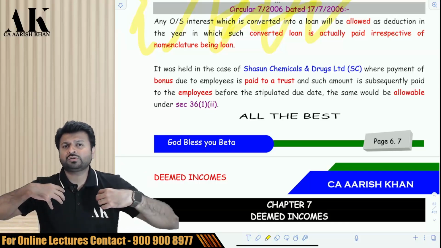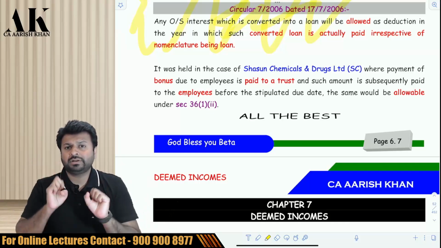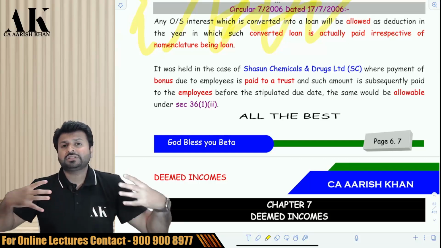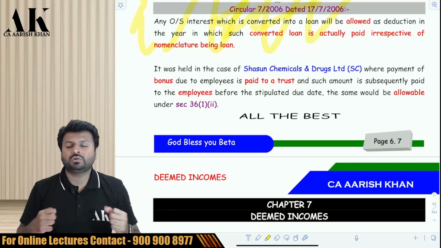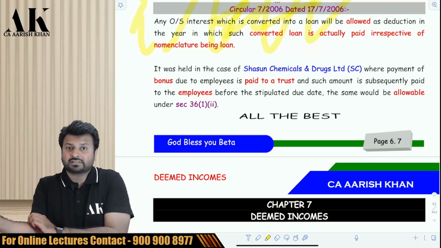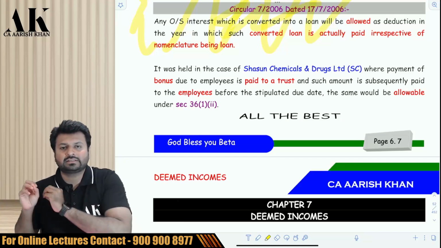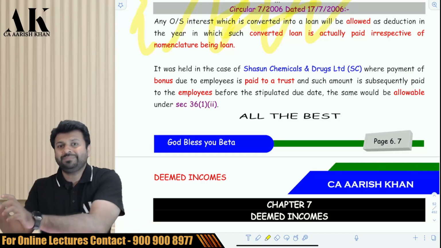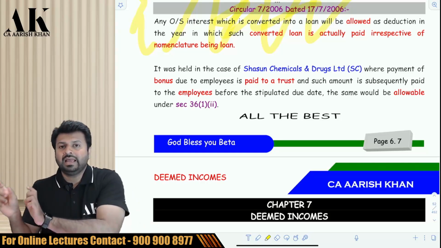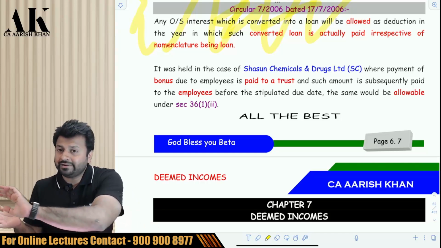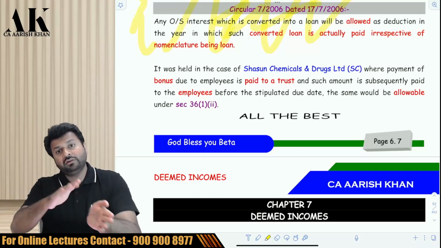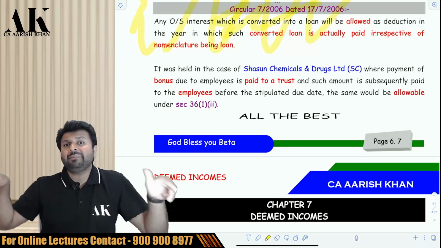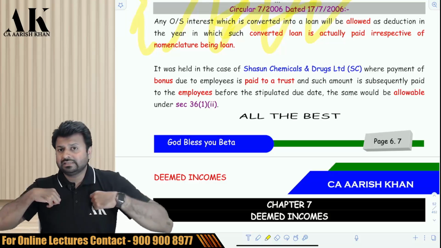There is some dispute going on between the company and the employees. So what is the company doing? The company is making a trust and making payment to that trust. The company is not making the payment to the employees because the dispute is going on. So the company is making payment to that particular trust. And the dispute got resolved and then the trust made the payment to the employees before the due date of filing of return. Everything happened before the due date of filing of return.